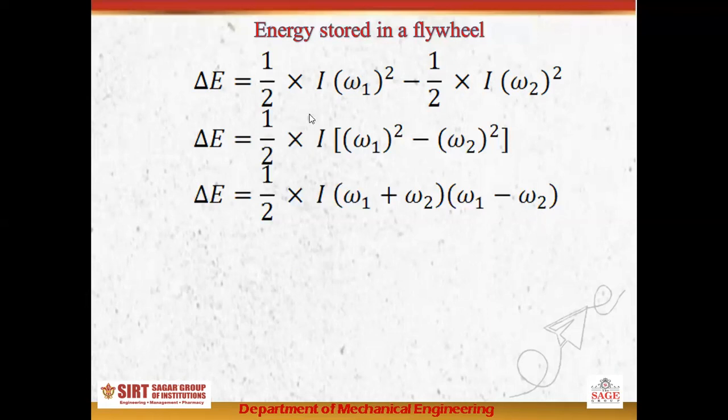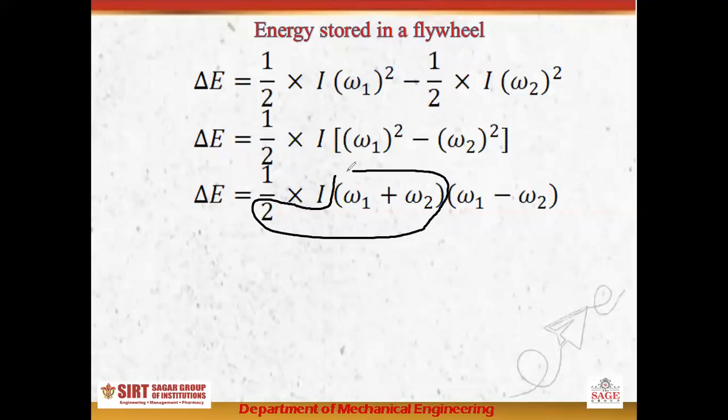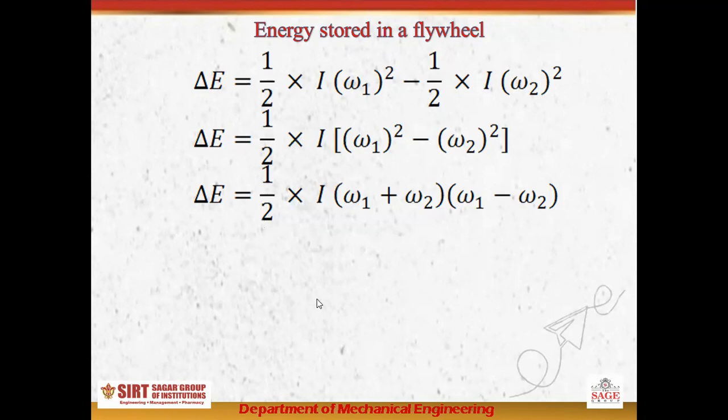And here you can see, what is this? Omega 1 plus omega 2 divided by 2. This is the mean speed, and we can write it here as omega. Mean speed is omega. So I omega into omega 1 minus omega 2. Now we can multiply it by omega and divide by omega, so then there's no change in the equation.